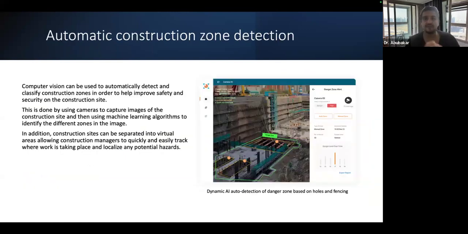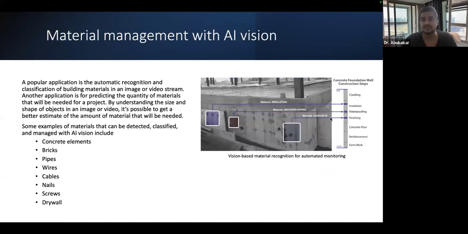Then even using AI, we can demarcate which areas are dangerous zones, and if any human gets close to that, we can have an alarm or something like that. So we can have a danger zone alert using the camera. This is like material management with AI vision. It can tell us where our insulation, waterproofing, and cladding are. So this is vision-based material recognition for automated monitoring.